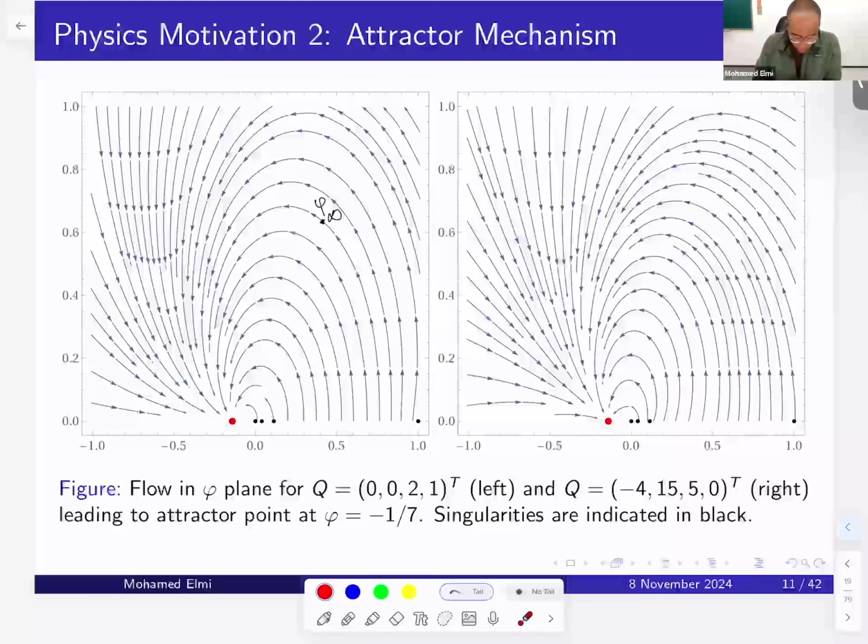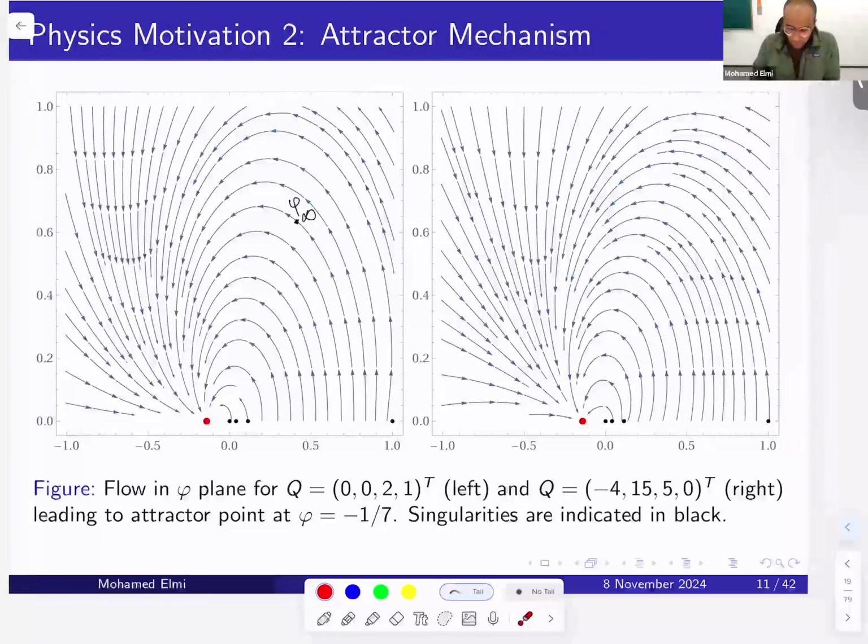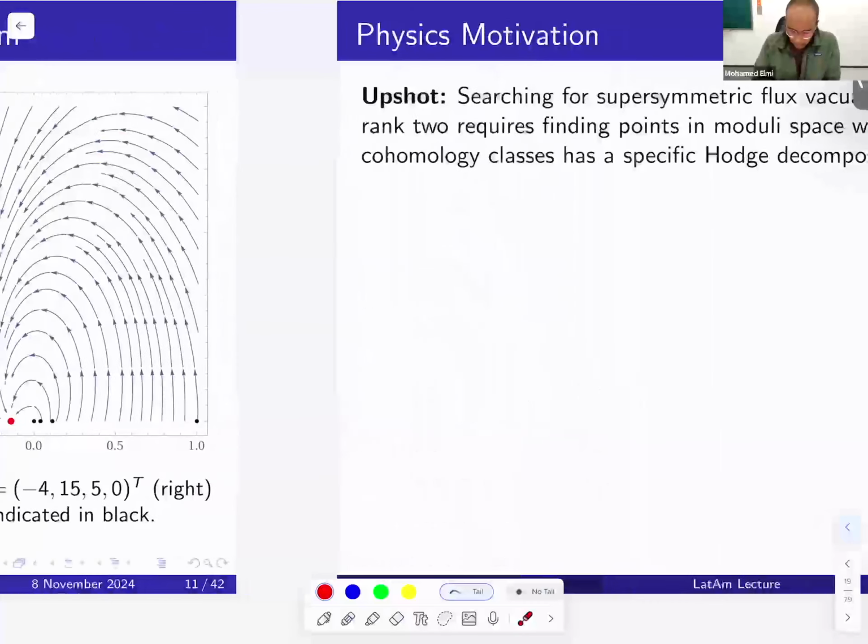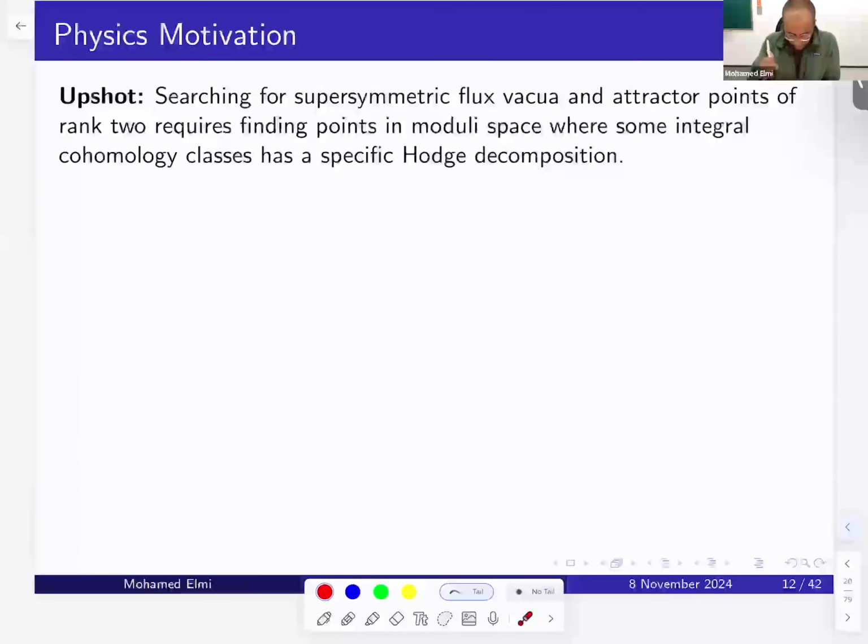And you see, these are really two different flows on the moduli space. You can see they are different in this region, but they have the same fixed point. So this fixed point is interesting. It's a lot like a supersymmetric flux vacuum. When H21 is equal to 1, it really is the same thing.